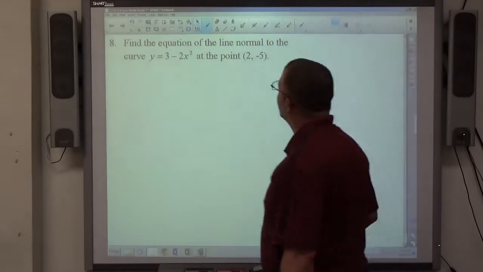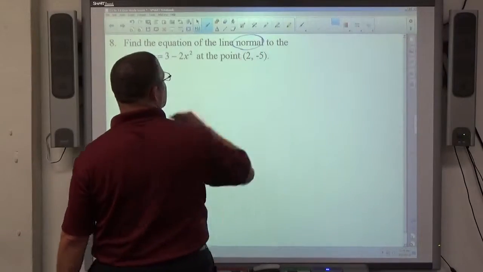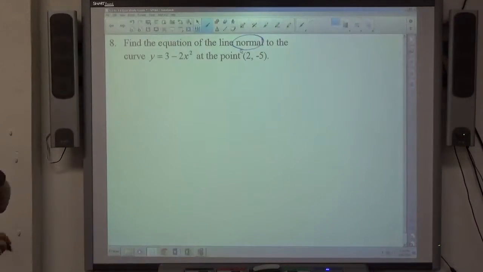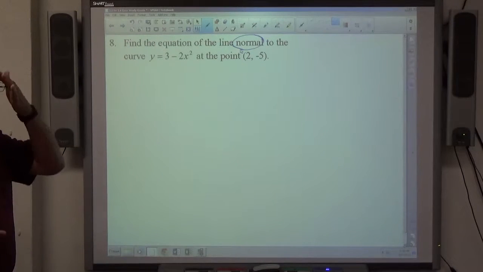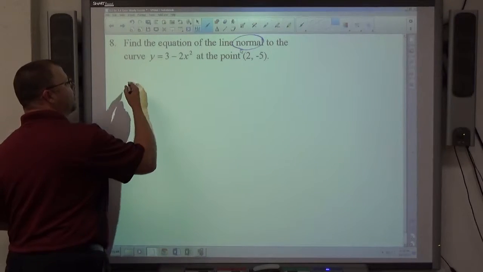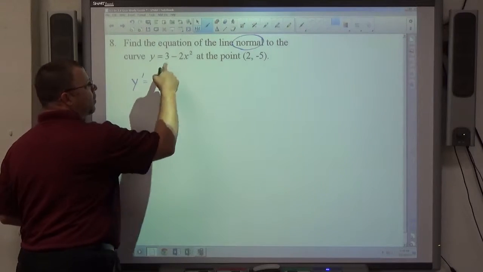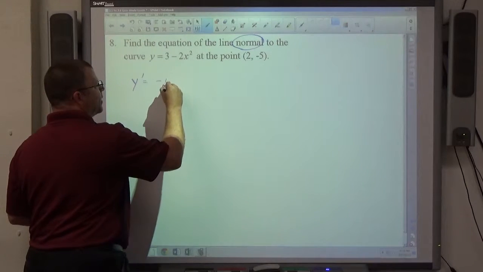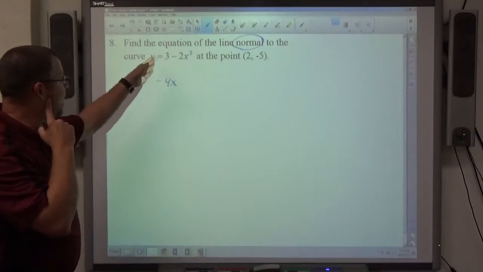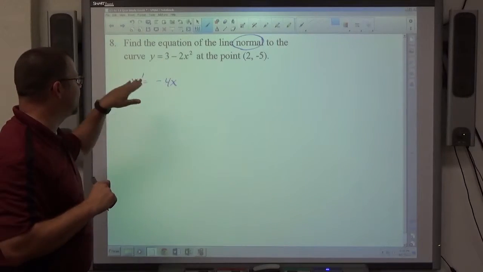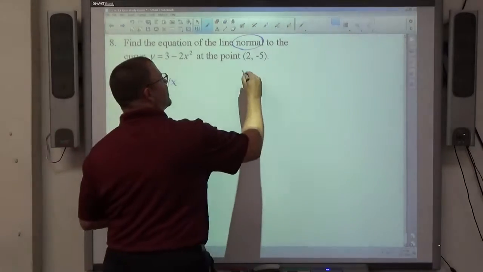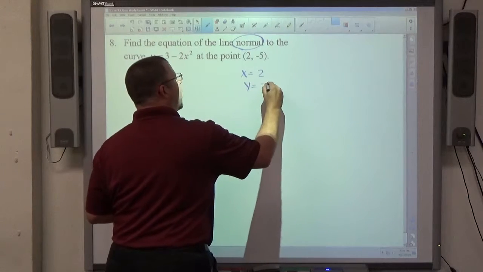Number 8, find the equation of the line normal. Normal is perpendicular to the curve. All right, so the easiest way to do this is to find the slope of the tangent line and then make it perpendicular. So once again, my slope formula, y prime is going to equal 0 minus 4x. So the slope of the tangent line to this curve is negative 4x. My point is x equals 2, y equals negative 5.